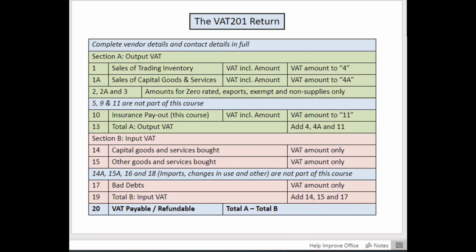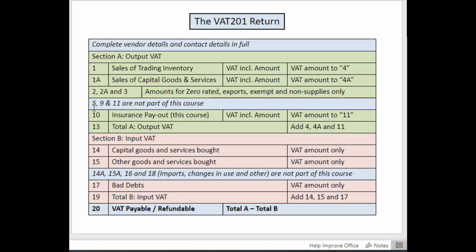Okay. Then there is a second thing, which is under point 1, but it's point 1A. It is the sales of capital goods and services. Capital goods, I think in your assignment, you sell an old computer, or sometimes you sell an old delivery vehicle. Those would be capital goods. They're not trading inventory. And then there's always services for which you also get money. So both the sales of your capital goods and your services will be included under 1A. Once again, you record the amount inclusive of VAT, then you calculate the VAT and you post it under 4A.